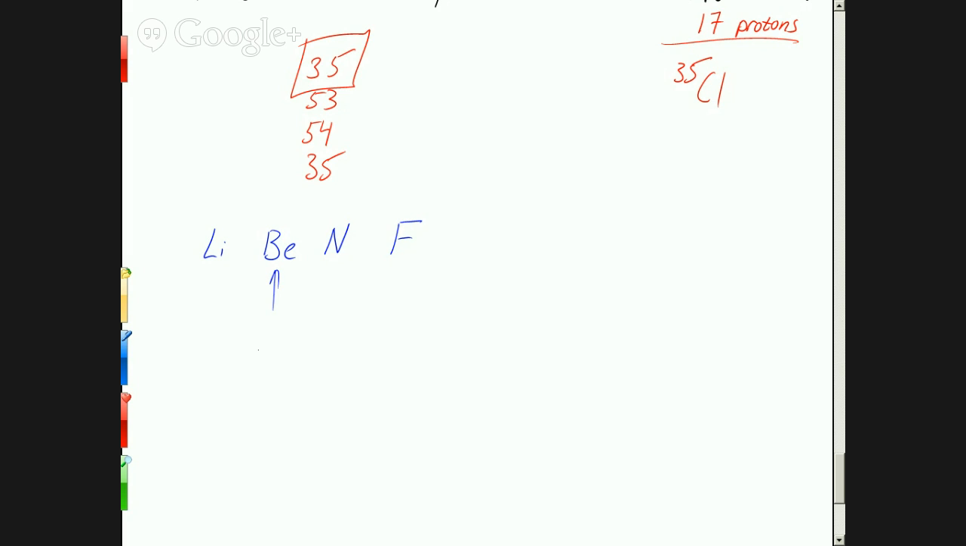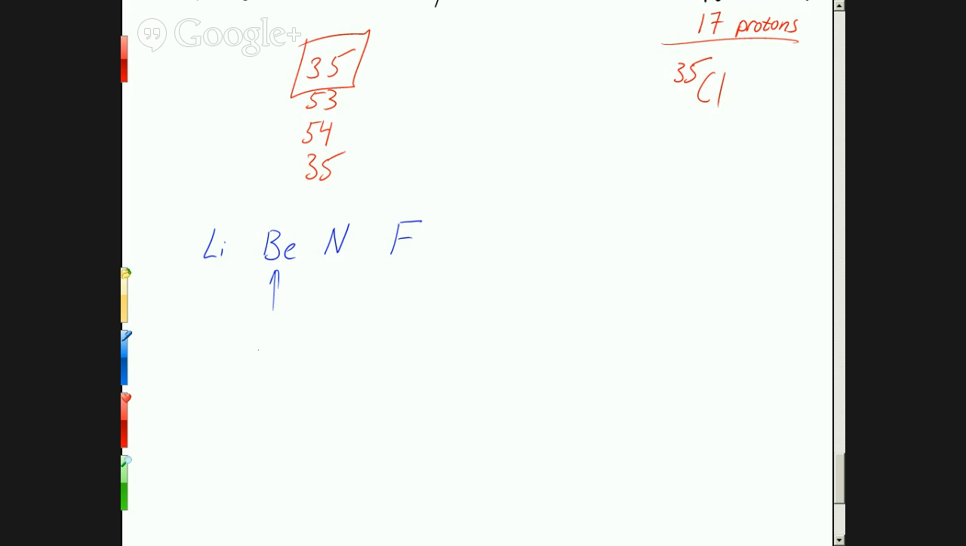How do you know that? Yeah, there's no fancy special way to figure that out. You just got to remember those categories that we talked about. So the second column, the second group, the second family is the alkaline earth metals.